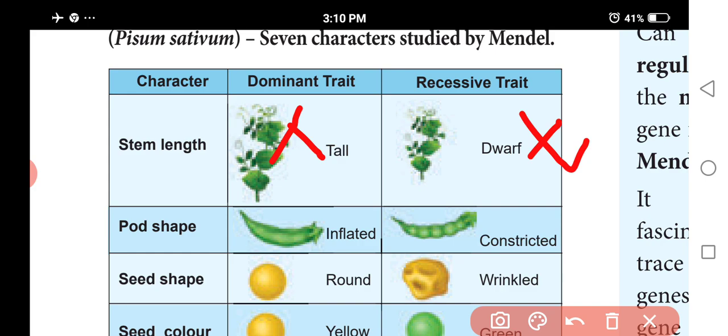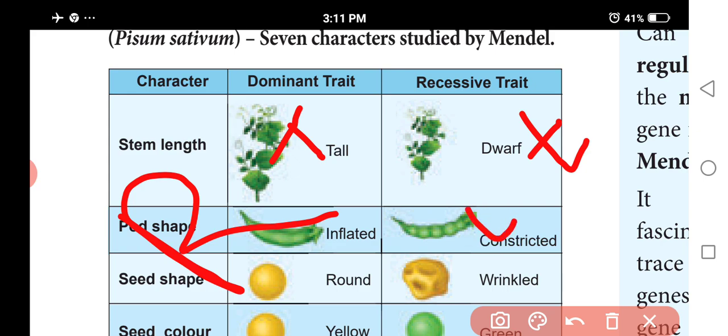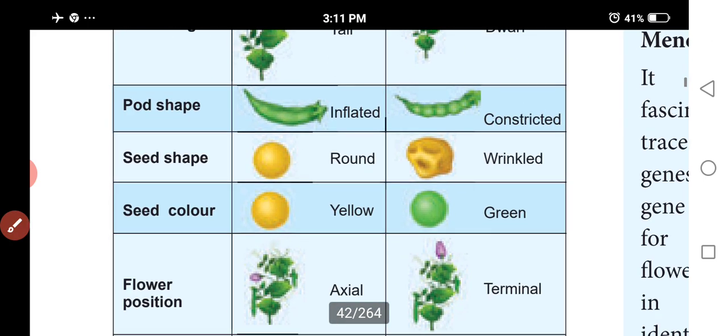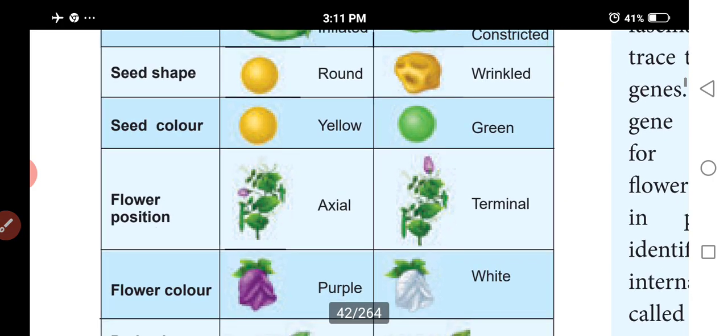All these dominant characters we denote with a capital letter, R for round. Small letters we use for the recessive trait. Seed shape: round and wrinkled. Next, seed color: yellow and green. Flower position: it arises either from the axil or from the terminal. So we find both contrasting characters.